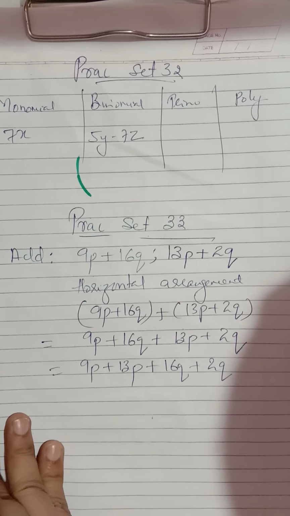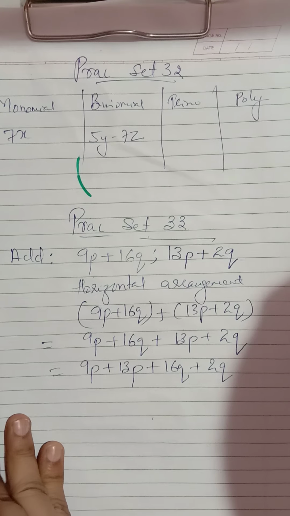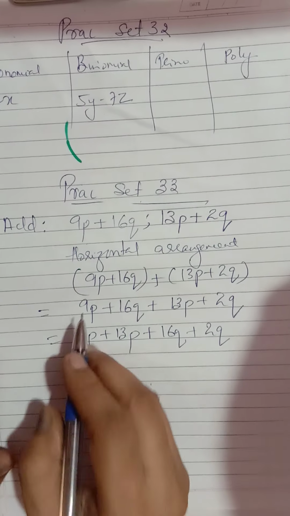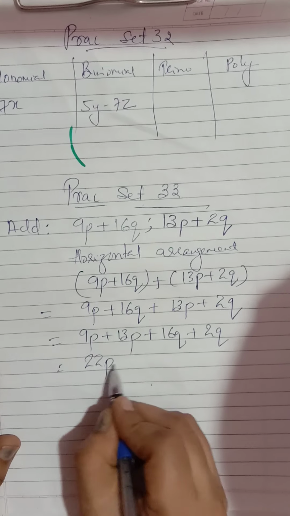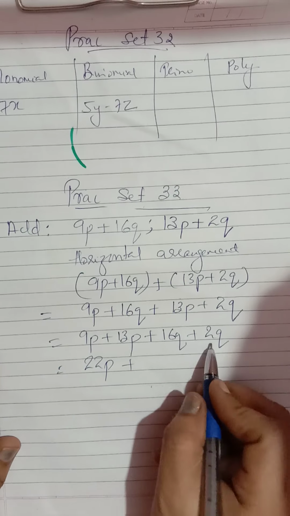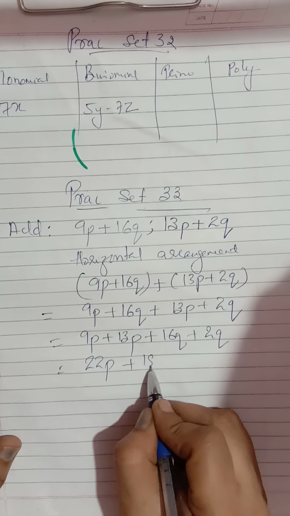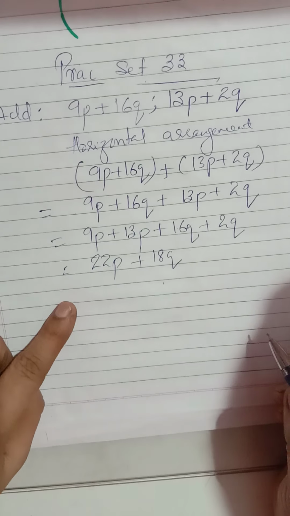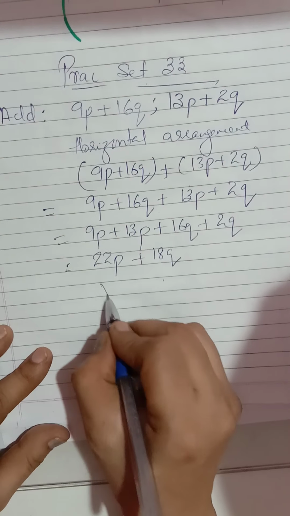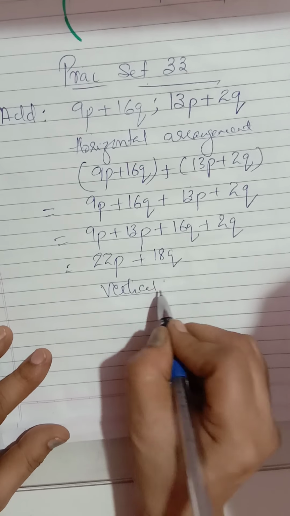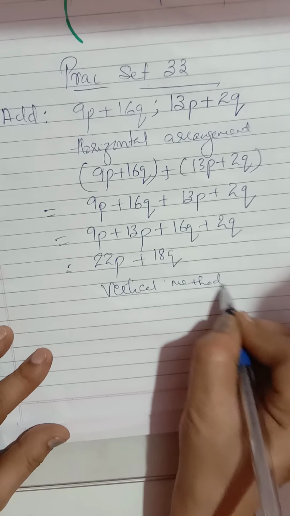After that, what are you going to do? 9 plus 13 is nothing but 22p, plus 16 plus 2, that is 18q. Okay, so this was your horizontal method. Now here I am doing the same sum by the vertical method. We can write the vertical method.